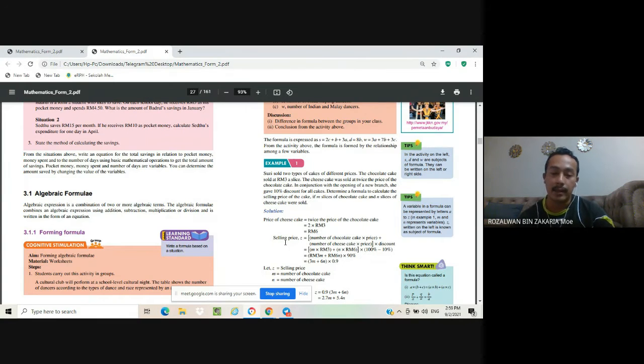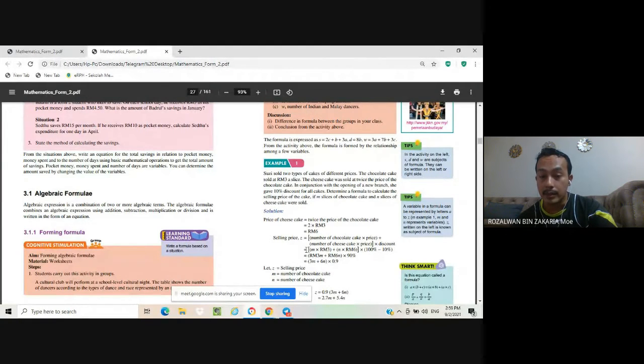All right, next, we have to find the selling price, which is equal to Z. The selling price equals, in bracket, number of chocolate cake multiplied with the price, then plus number of cheesecake multiplied with the price. Then we have to multiply the discount because the question already states she gave 10% discount for all cake.